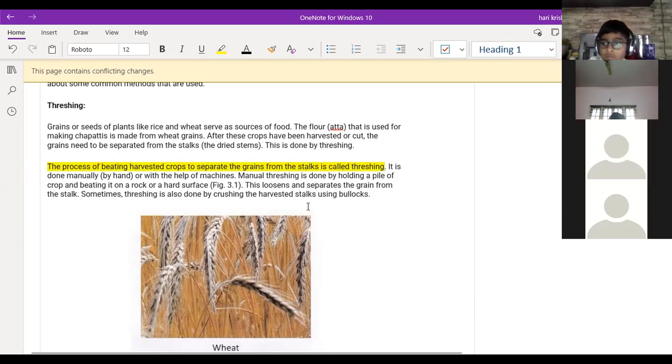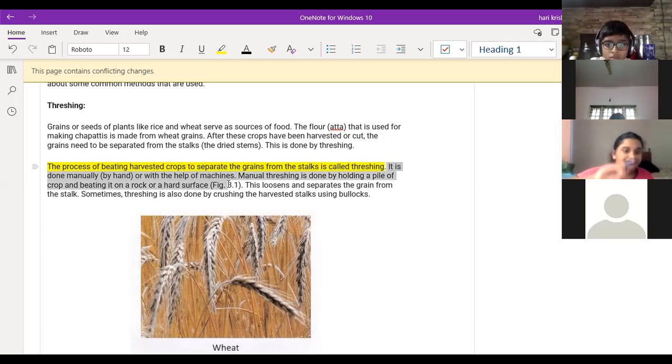So threshing can be done manually or automatically with the help of machines. If you want to do it manually, you have to beat with your hands. But there are threshing machines also available nowadays. If you put the plants directly into the threshing machine, it will separate the wheat grains from the stalk itself.